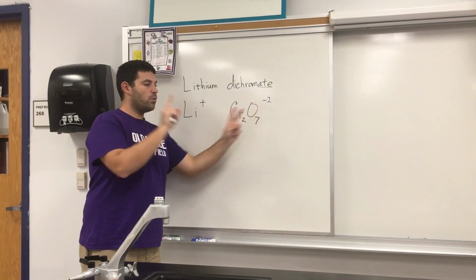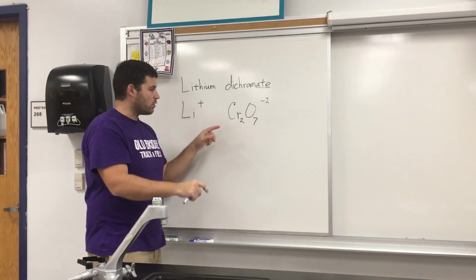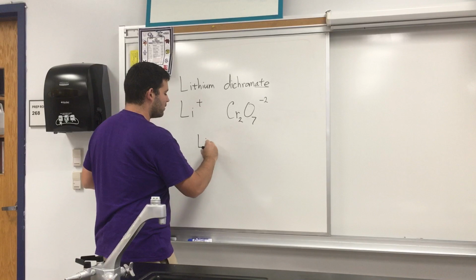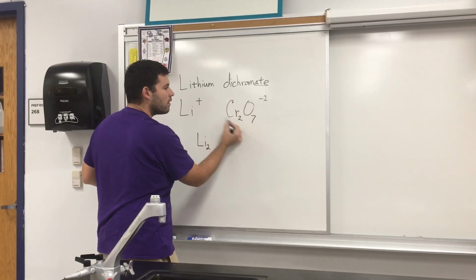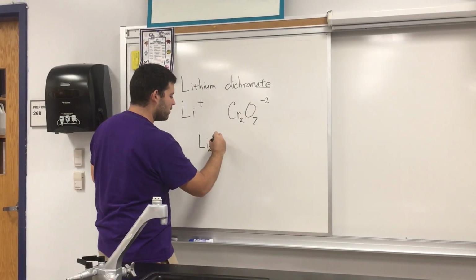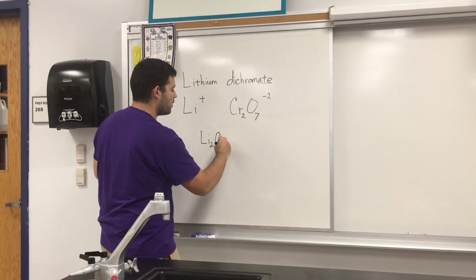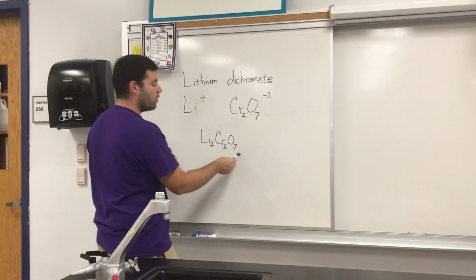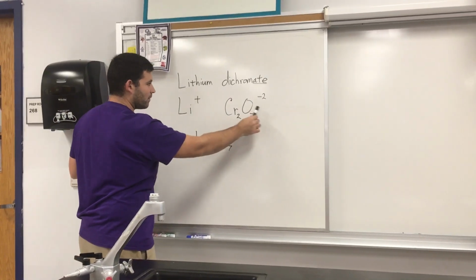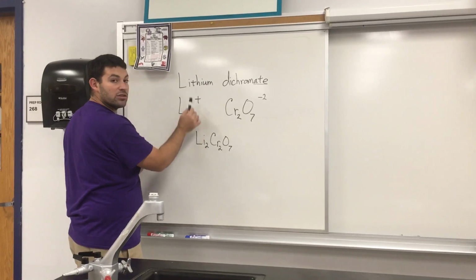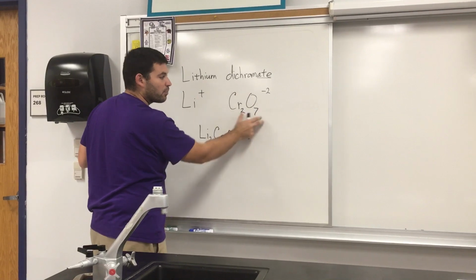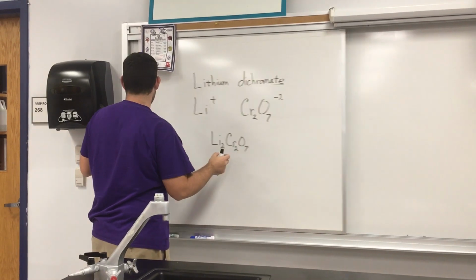We are going to do that crisscross method. So we're going to need 2 lithium atoms, so it's going to be Li2, and 1 dichromate, this entire polyatomic ion. So it'll be Li2Cr2O7. All right, so this would be the formula for the lithium dichromate. Again, lithium, fixed charge, always +1, dichromate, always -2. This entire bundle of atoms is -2.